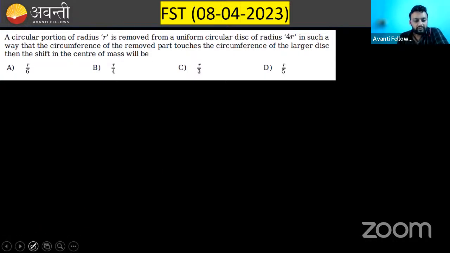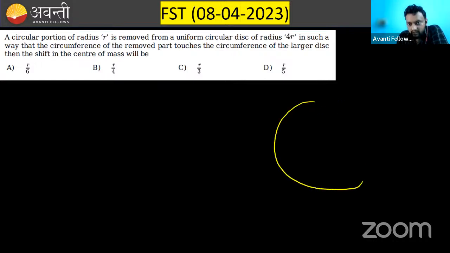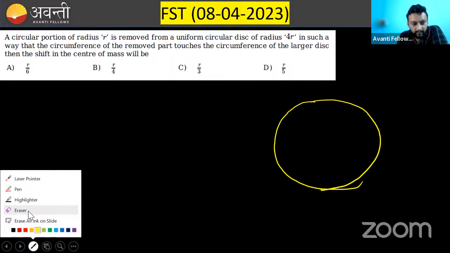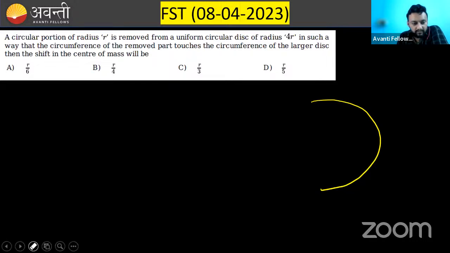Have a look at the question. Question says a circular portion of radius r is removed from a uniform circular disk of radius 4r. So first of all, there is a uniform circular disk of radius 4r that I am going to draw. Okay, let's draw it again.